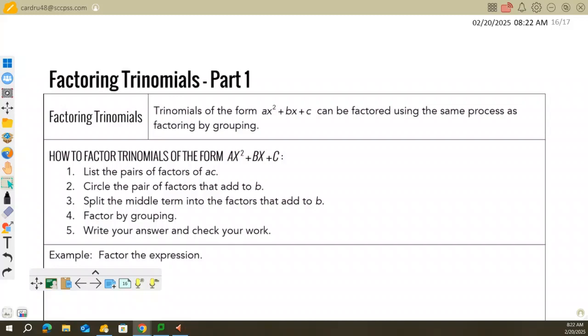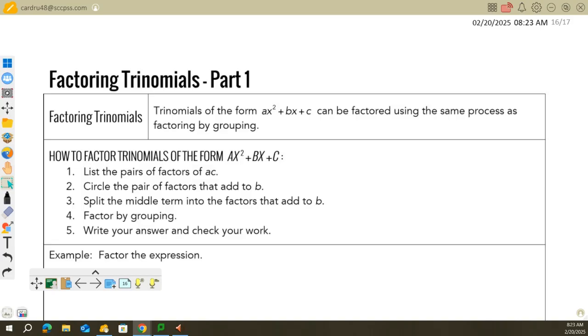Okay, so today we are going to be looking at factoring trinomials. Last class we were looking at factoring four-term polynomials. Now we're looking at what happens when there's only three terms, and what we need to do. Pretty much what you're going to see is that we are going to take the trinomial and make it into four terms, and then go from there, just how we were doing it last class.